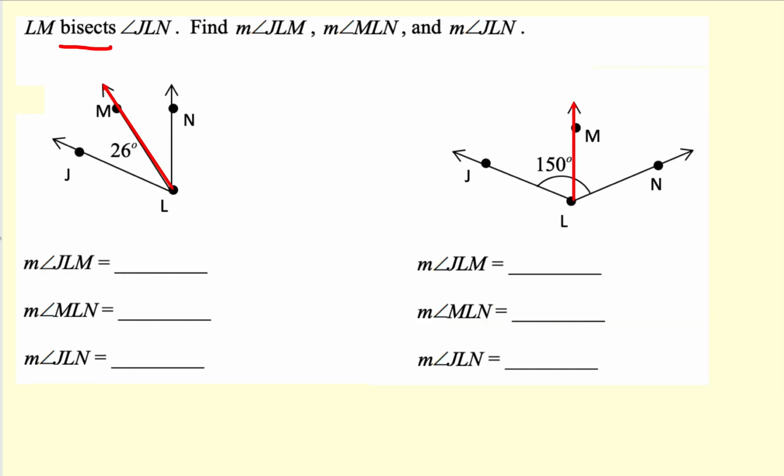Let's take a look at this. LN bisects JLM, and it bisects it over here. So we want to find all of these angles. We know that JLM is 26 degrees. And since this is an angle bisector, I know this angle and this angle are the same. So this one will have to be 26 degrees as well. And little plus little equals big, and so that big will be 52 degrees.